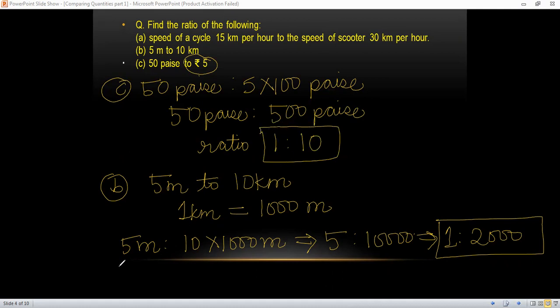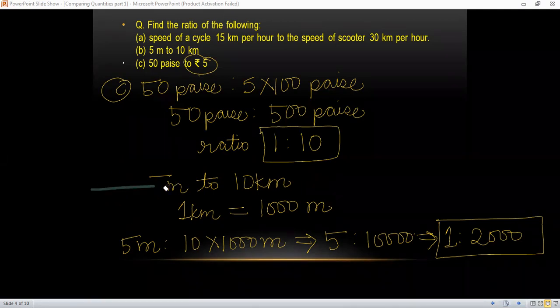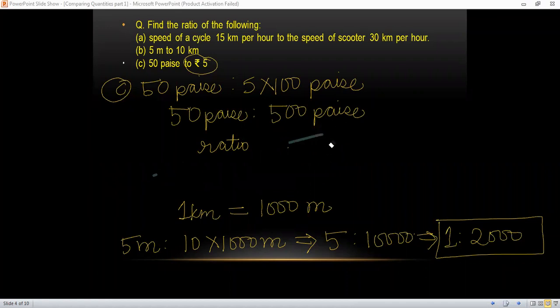Let's move to the next question. In the next question, you have to convert ratio into percentage.